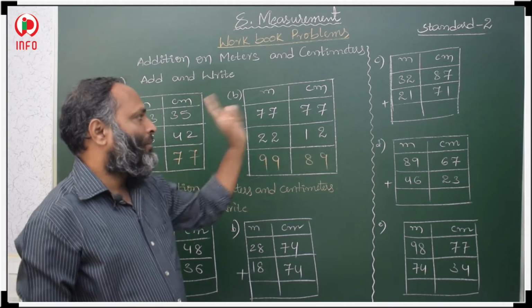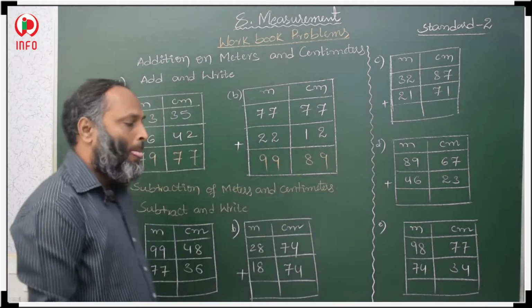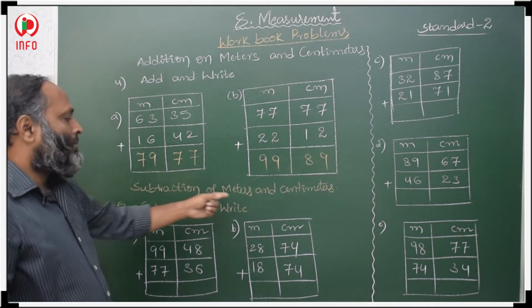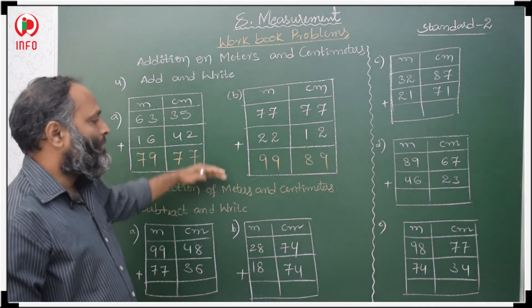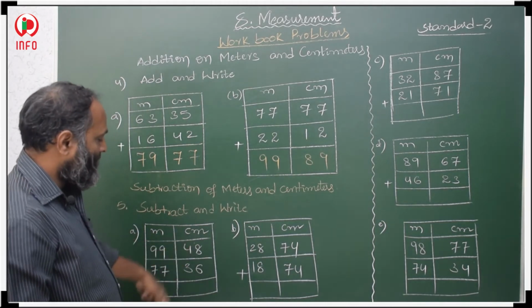In this addition, one more question is there, so that is your home assignment. Now, the next one, subtraction of meters and centimeters. The addition part is over, now the subtraction part. Then we have to subtract centimeters first.